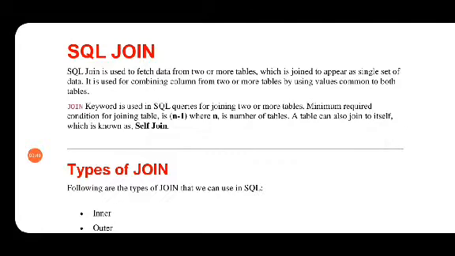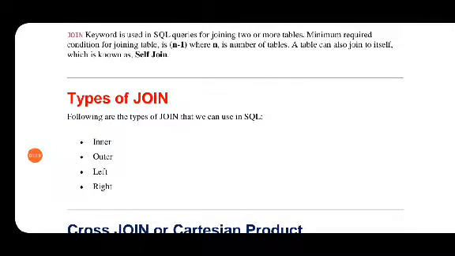So the minimum condition for joining table is the number of tables, and a table can also join to itself, which is also known as self join. Now let us start with the types of joining. What are the different types of joins we have? It is inner, outer, left and right.